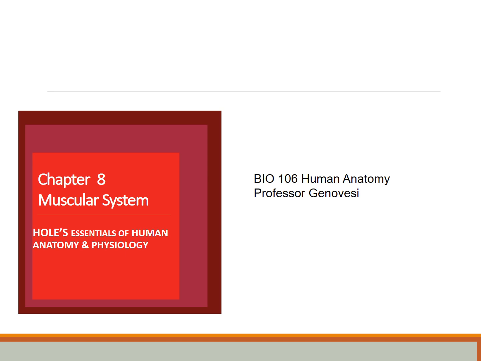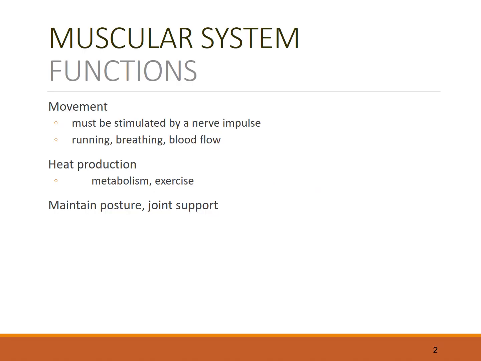In Chapter 8, we're going to cover the muscular system. Let's look at some functions of the muscular system. Muscles enable movement. Muscles, however, must be stimulated by a nerve impulse in order to contract. Types of movement include running, contraction of the diaphragm, responsible for breathing, and regulation of blood flow.